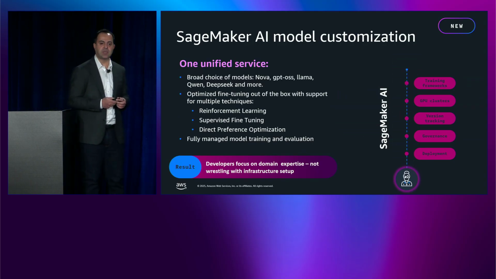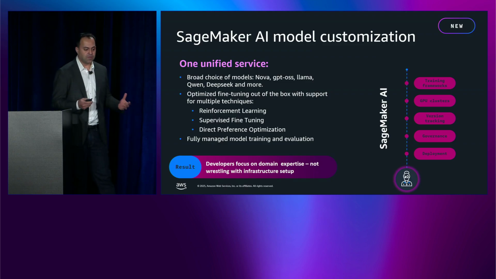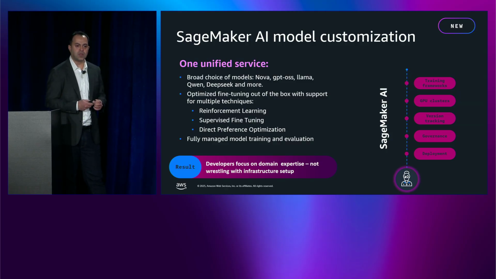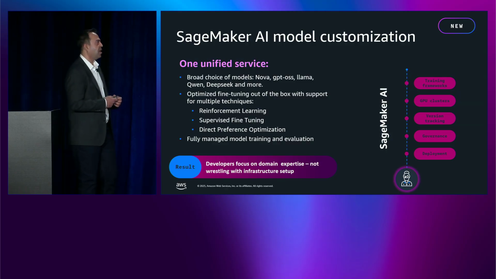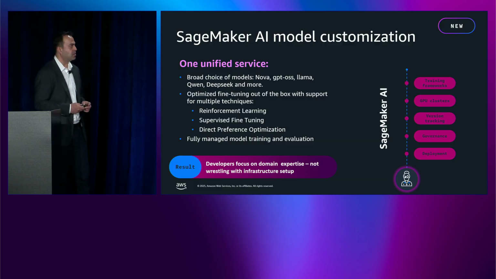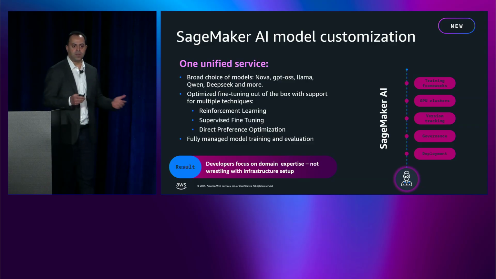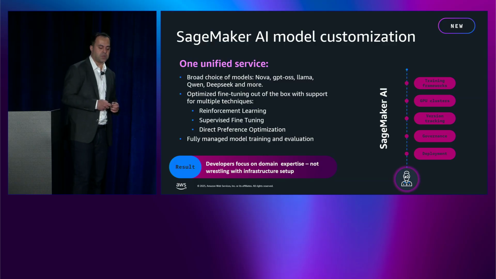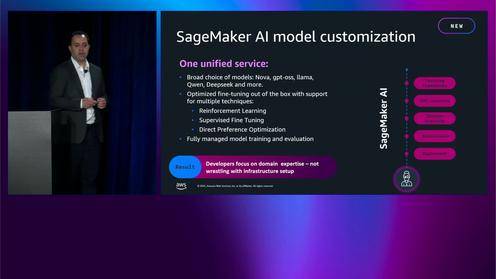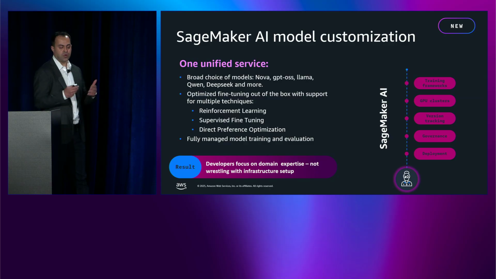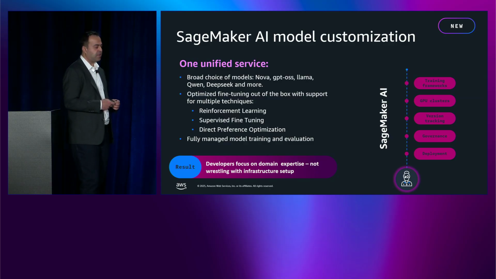So SageMaker acts as a unified runway for model customization. First, it offers a broad choice of models that you can customize out of the box, including the Amazon Nova models and other open weights models such as GPT-OSS, Llama models, Qwen, DeepSeek, and more. And it supports all the popular fine-tuning techniques, from reinforcement learning to supervised fine-tuning and direct preference optimization. And the entire process for model customization in SageMaker is fully managed, and so you don't have to deal with any infrastructure management.